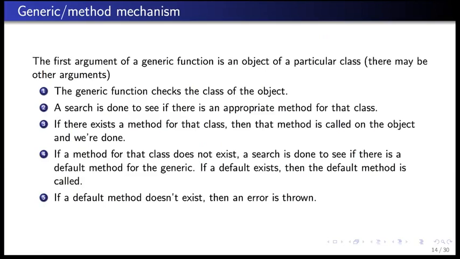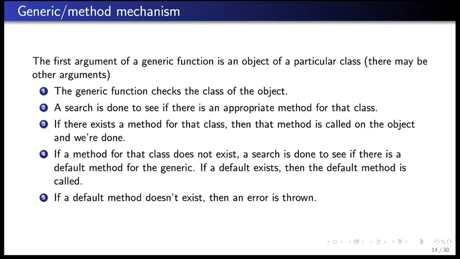The first argument for any generic function is going to be an object of a particular class. There may be other arguments, for example the mean function has the na.rm argument, but those will be less important. So you want to define the generic function as taking objects of a particular class. The way the procedure works, for both S3 and S4, is that the generic function checks the class of the object, and then searches to see if there's an appropriate method designed just for that class. If there is, the generic function will call that method on the object, and then the method will execute.